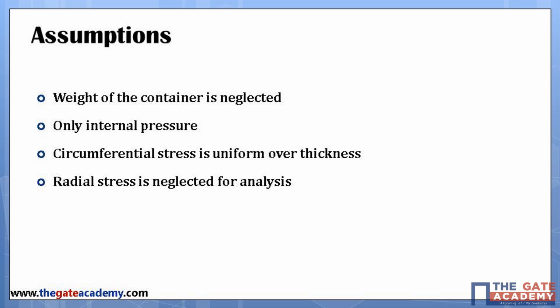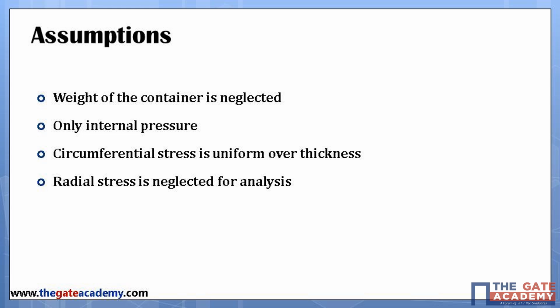The second one is that we're going to deal with cases where only internal pressure is acting. So we don't deal with the stresses induced inside thin cylinders if some external pressure is acting there. The third and fourth assumptions are that circumferential stress is uniform over the thickness and radial stress is neglected for analysis. You will understand the circumferential stress and radial stress thoroughly once I explain the types of stresses induced inside the material of a thin cylinder.